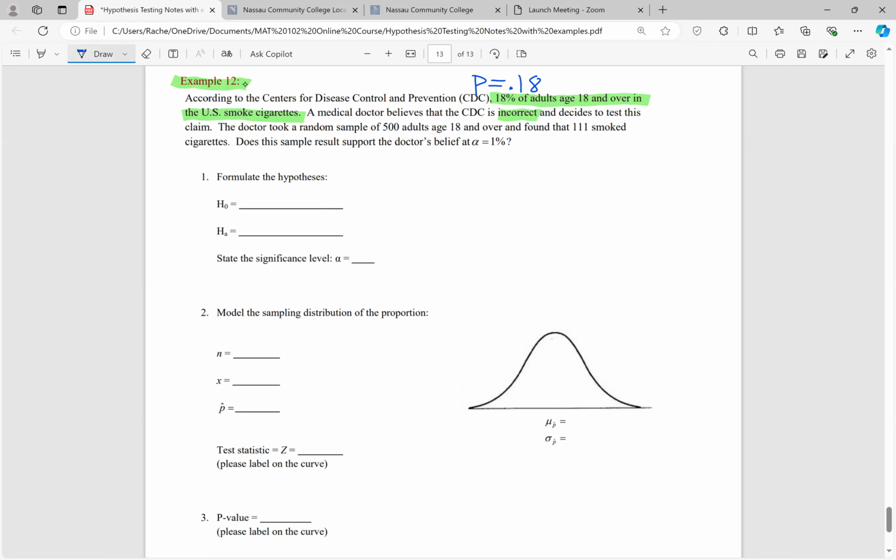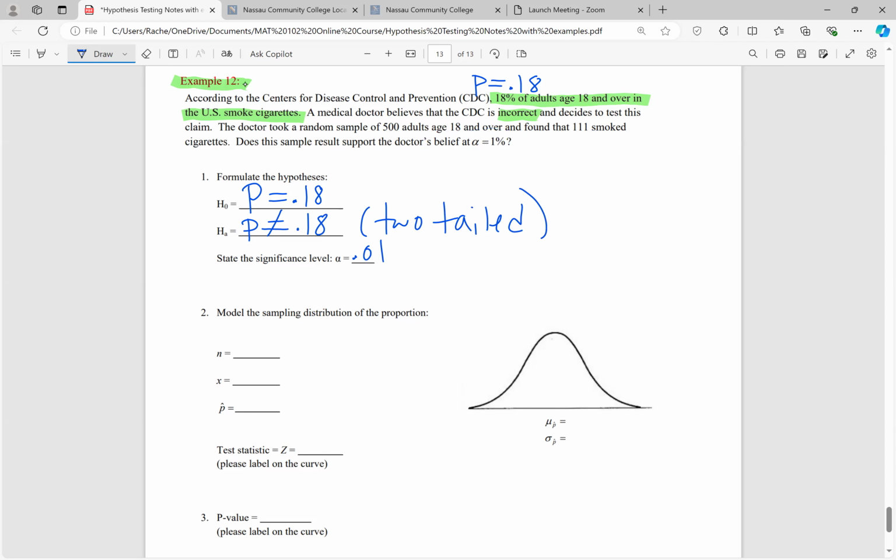So why don't we go ahead and set up our hypotheses? Step one, formulate the hypotheses. The null is what's assumed to be true, so we're assuming that the population proportion is equal to 0.18. And the alternative is that the population proportion of adults that smoke cigarettes is not equal to 0.18. So there's my two-tailed test, and I'm telling you to test at an alpha level of 1%.